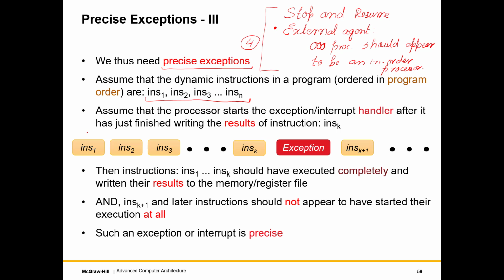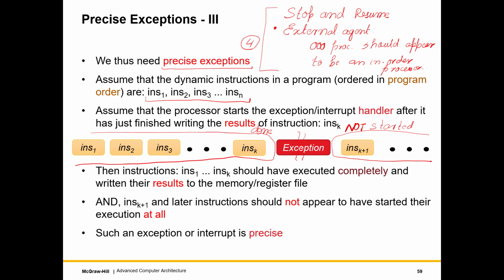It should appear as if all of these instructions have executed completely, written their state to the memory or register file, and none of the instructions after this have even started. So these are fully done and these haven't even started. Right? So I should have a not started in bold. Not started, and these are done. And this is of course where we have the exception.